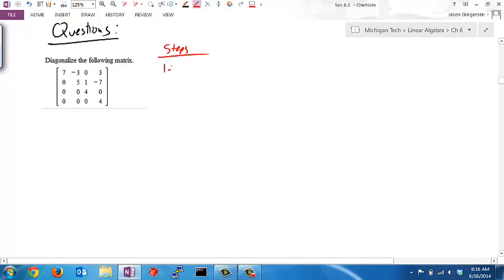First step, I want to find my eigenvalues, find my lambdas. And to do that, I'm going to take A minus lambda I. I'm going to take that determinant. I'm going to find out what values of lambda make that determinant equal to 0. After that, I want to find my eigenvectors. And to do that, I'm going to plug my eigenvalues into this. So I'm going to plug in the specific lambdas and solve this homogeneous system.